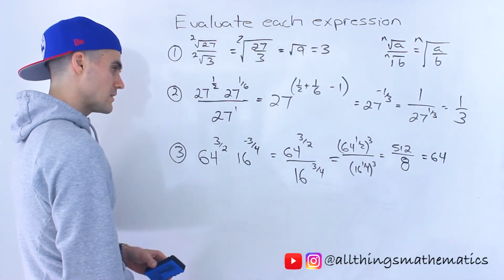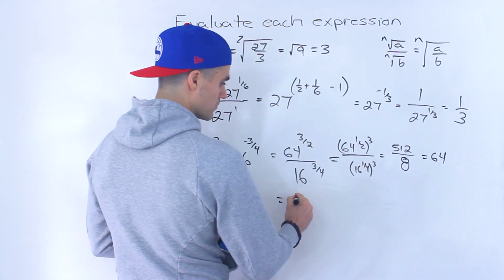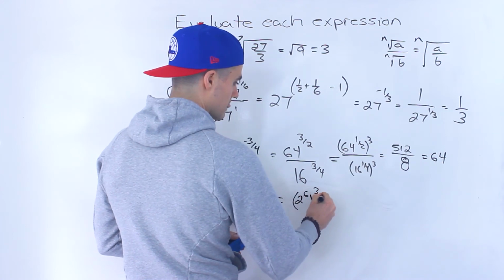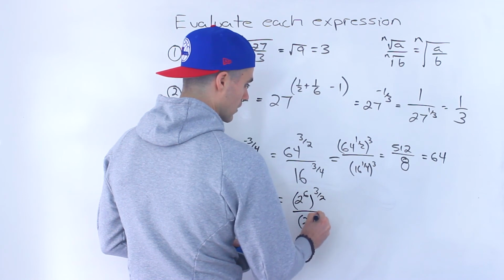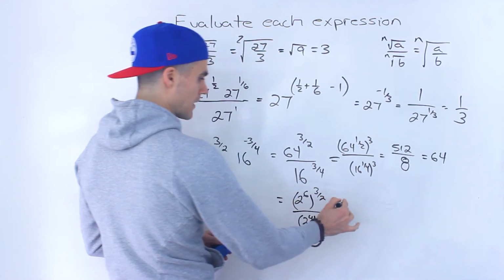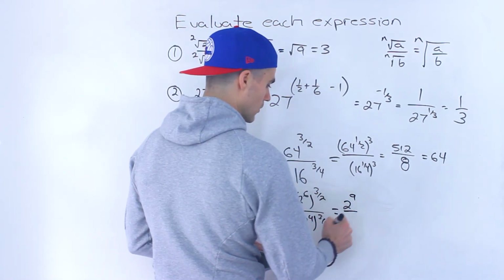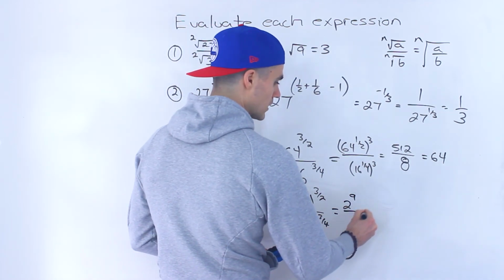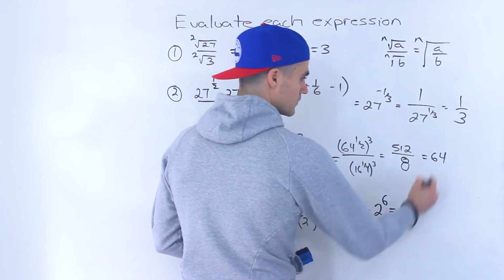Another way you could potentially do this is to change this 64 to be 2 to the power of 6, and then change the 16 to be 2 to the power of 4. Maybe that would work. So you would end up having 6 times 3 over 2, which would give you 9. So you'd have 2 to the power of 9 over, the 4's cancel out when you multiply, so we'd have 2 to the power of 3. This would end up being 2 to the power of 6, which would also give you 64.